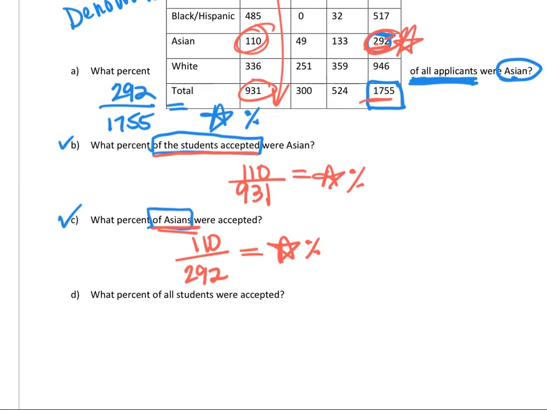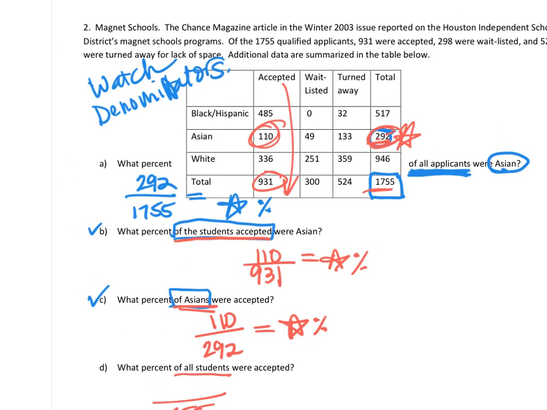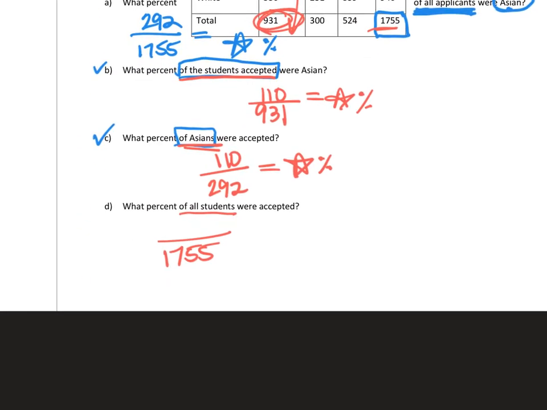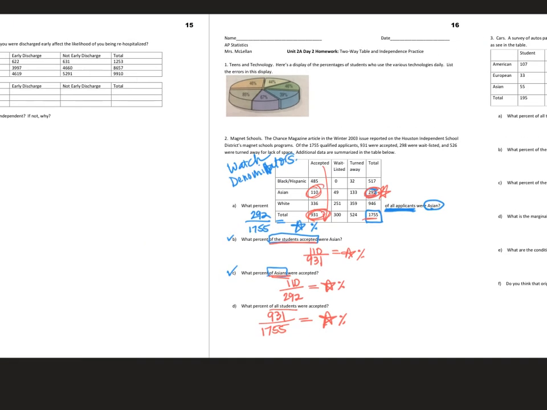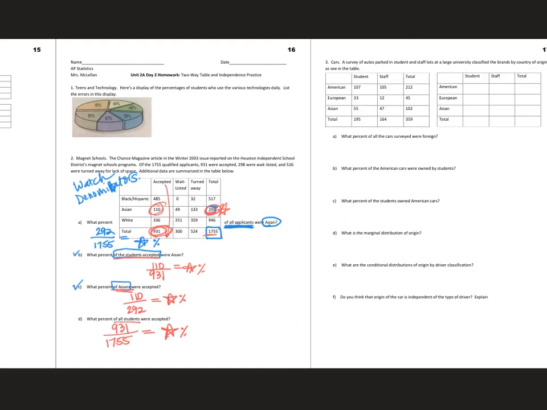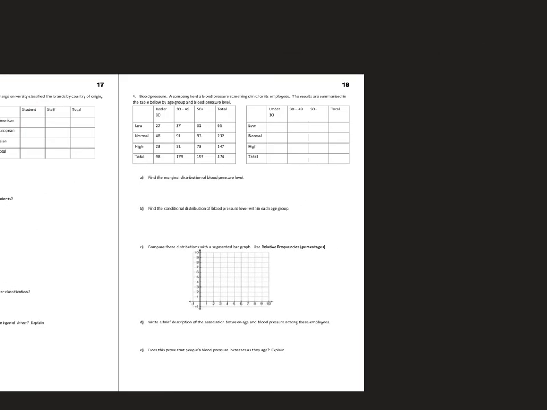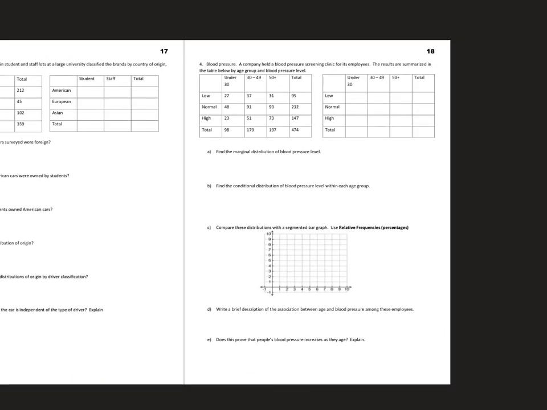All right, and then here's this last one: what percent of all students were accepted? So that's my total, 1755. What proportion of all those students were accepted? And that's 931 out of that. Then you'll go ahead and finish it out. Your assignment, of course, is to finish those, what explains what, and then go through this assignment through page 18. All right, so good luck with that.